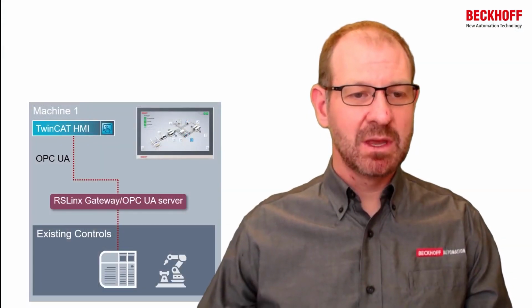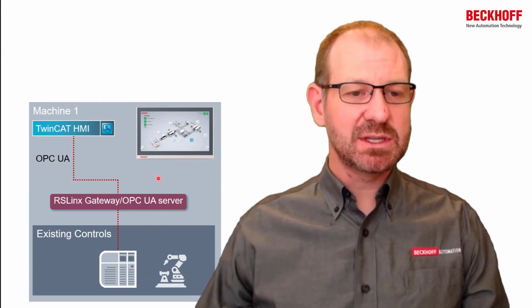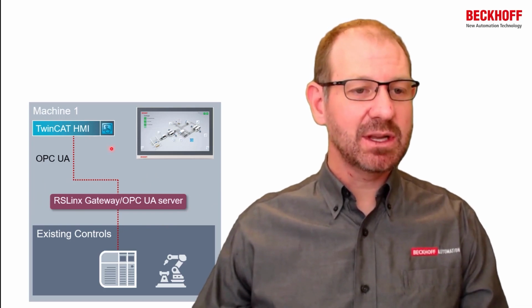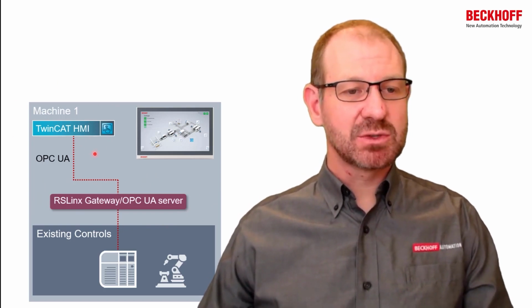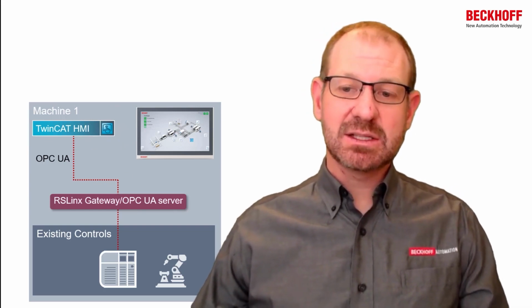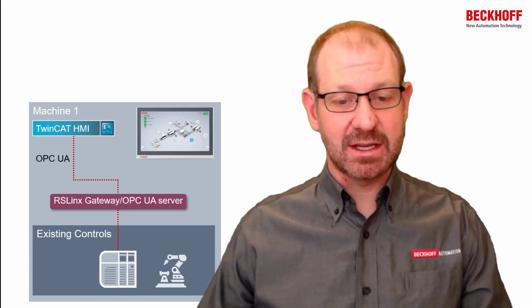Okay, so as we can see here, we've done an OPC UA server, and that's now enabled. And now we need to connect it into TwinCAT HMI. So TwinCAT HMI in this case will be an OPC UA client. And let's, in our next steps, take a look at what that looks like to configure that inside of TwinCAT HMI.